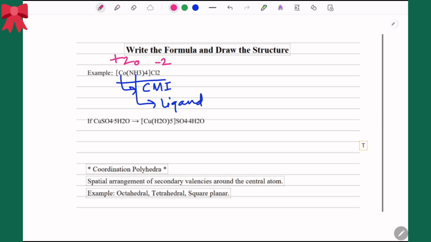This is an arbitrary compound which we have taken over here. It is just an imaginary compound. Otherwise, the formula of this compound is generally [Co(NH3)6]Cl3. So the correct compound would be this right hand side one. Anyways, let's name these compounds in a proper way.